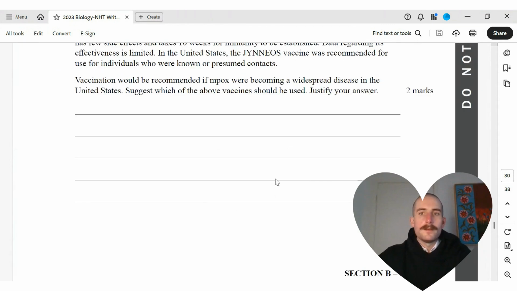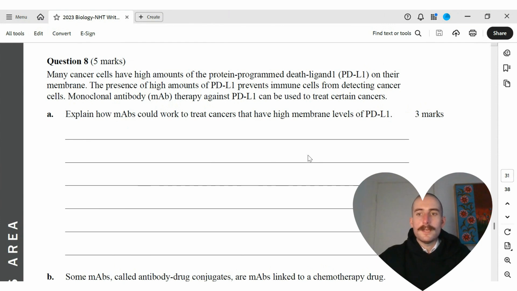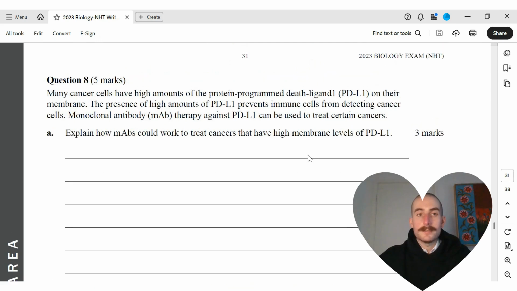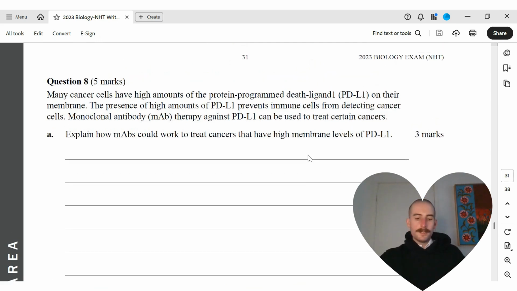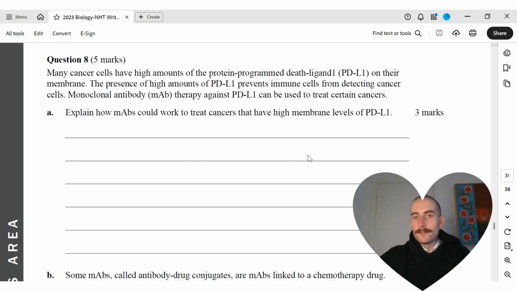All right. What I want to look at here is the key features of an explain question. And then also this next question here has a little bit of a trick that might trip some people up. Now, let's have a quick look. So, many cancer cells have high amounts of the protein programmed death ligand PD-L1. The presence of high amounts of PD-L1 prevents immune cells from detecting cancer cells. Monoclonal antibody therapy against PD-L1 can be used to treat certain cancers.